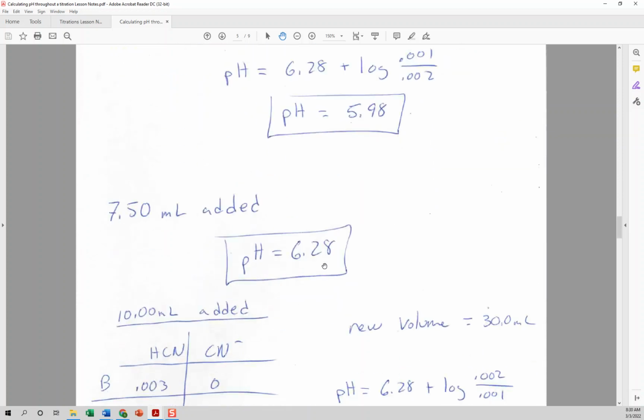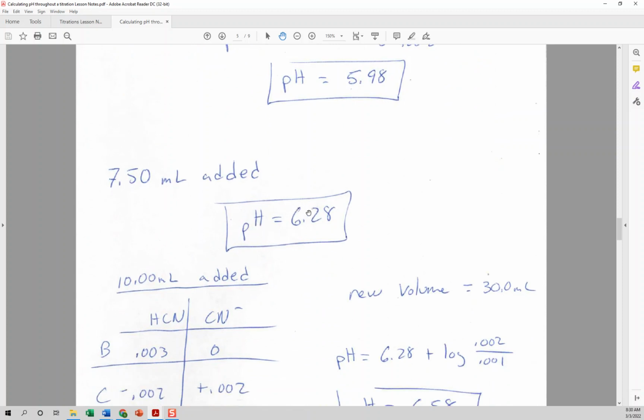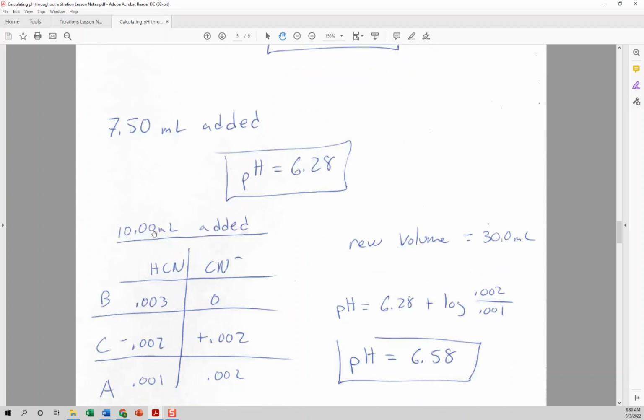At 7.5 milliliters we'll take our shortcut, because we know we would have equal amounts of HCN and cyanide, so pH equals pKa. All right, so let's go to 10 milliliters added.